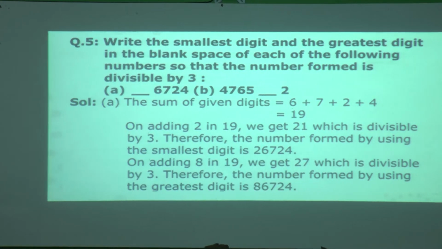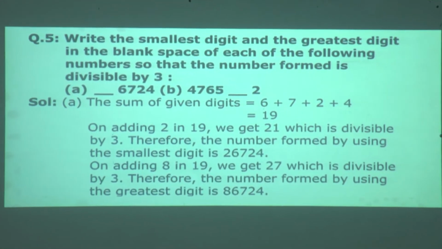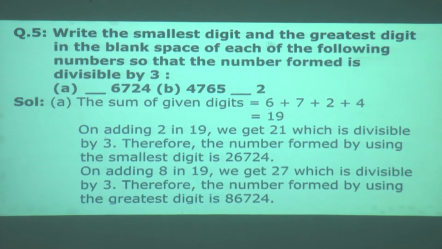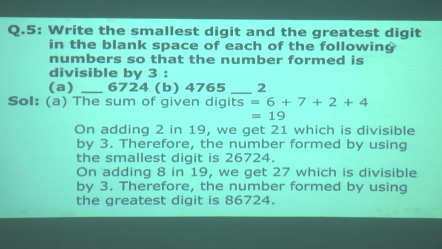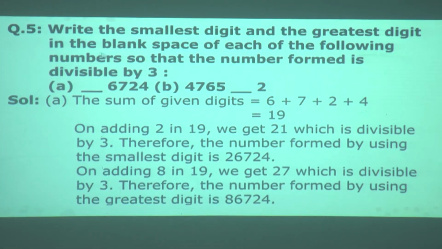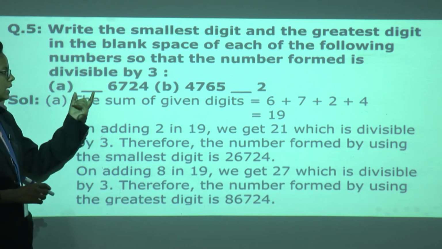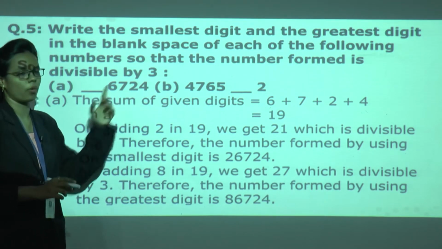Next question. Write the smallest digit and the greatest digit in the blank space of each of the following numbers, so that the number formed is divisible by 3. See, a number is given: blank 6724.